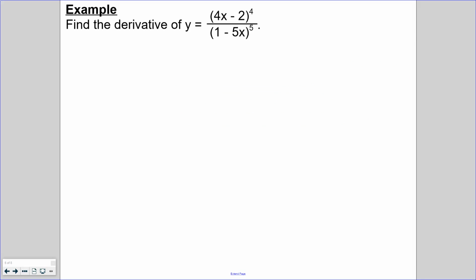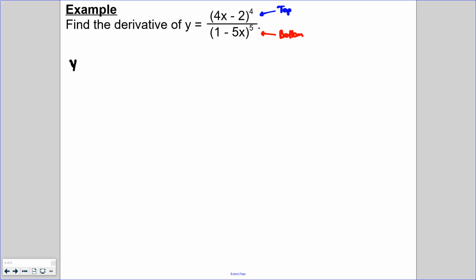All right, this next derivative is going to require the quotient rule, so get ready. Because we all love the quotient rule. Derivative of the top times the bottom minus the top times the derivative of the bottom all over the bottom squared. Woo! So, we can identify our functions. We can take the 4x minus 2 to the 4th power to be our top, and we can take the 1 minus 5x to the 5th power as our bottom function. And we can see here that chain rule is going to be required for both the top and bottom because there's an inner function and there's an outer function. So, let's get to work.